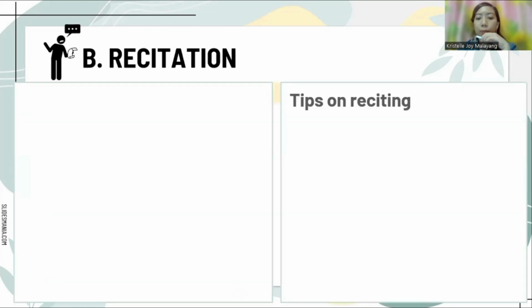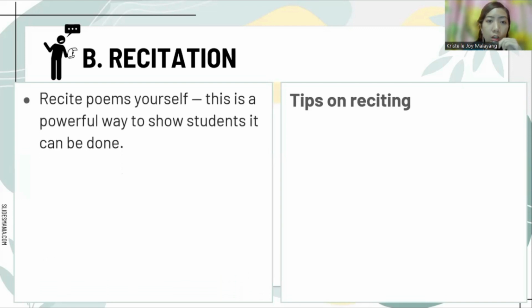Okay, next method is recitation. Recite poems yourself. This is a powerful way to show students how it can be done. In this part, it can be introduced by the teachers first. They have to read the poem first with proper stress, rhythm, and projection while reciting a poem. They will serve as the model for their students so that the students know the proper way to recite the poem.